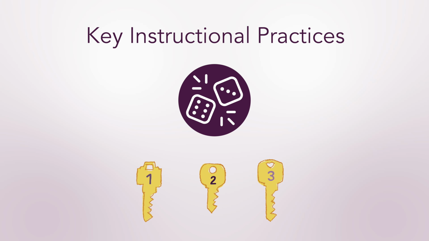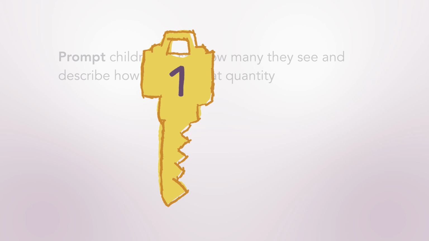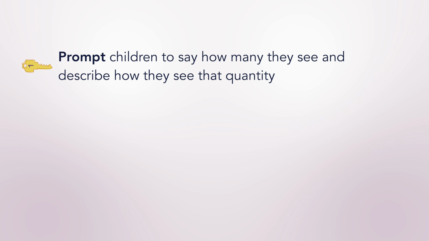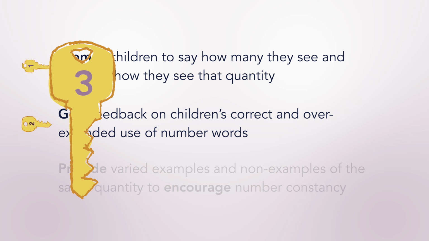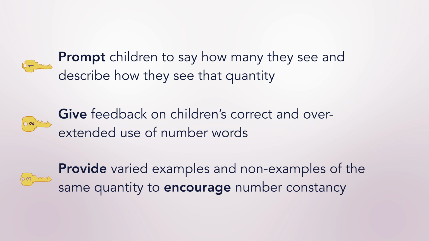This activity provides the opportunity to use the following key instructional practices for subitizing. Prompt children to say how many they see and describe how they see that quantity. Give feedback on children's correct and overextended use of number words. And provide varied examples and non-examples of the same quantity to encourage number constancy. Let's join a couple of classrooms as they engage in this activity, and then listen in as the teachers reflect with a colleague.